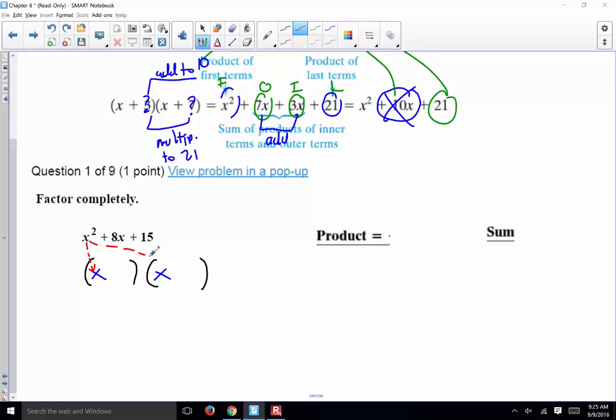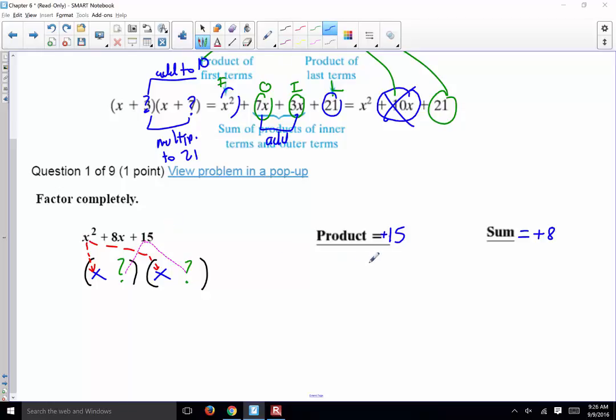The question is, that's the easy part. How do I figure their accompanying numbers? These two numbers should multiply to 15. Then when you add them though, they must make 8. So, product will be 15. Sum will be positive 8. Make sure you put the signs as well. Signs matter. Because sometimes they can be negative.